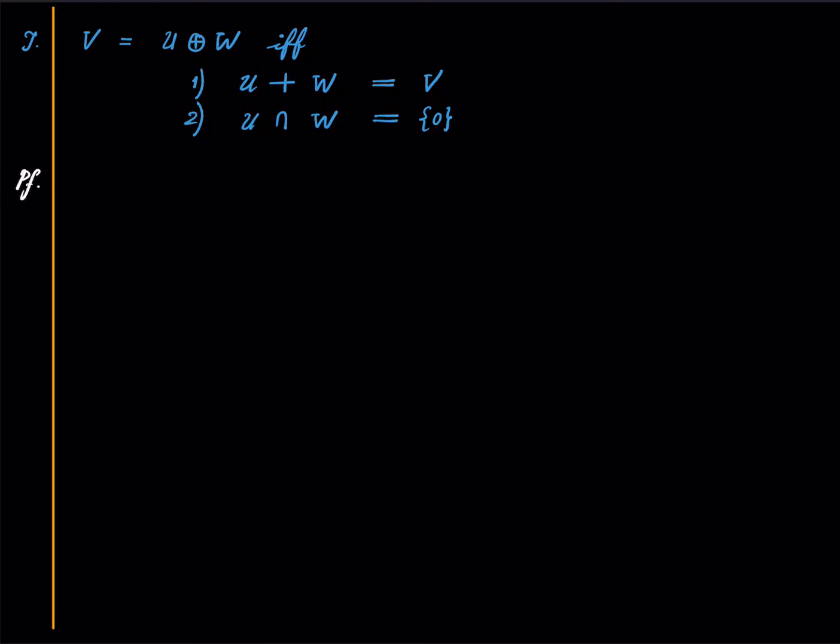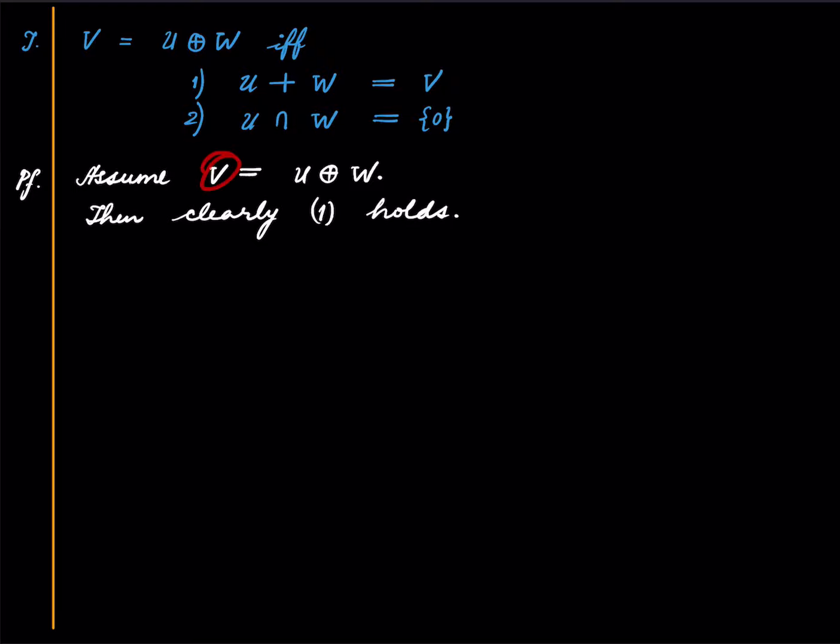Proof is very simple. So first assume that V is the internal direct sum of U and W. Then clearly one holds, because when we say that V is the direct sum of U and W, every vector in V can be written as a sum of a vector in U and a vector in W. Further, this decomposition, so to say, is unique, but at the very least, you can write everything in V as a sum of one guy in U and one guy in W. So this, of course, holds.